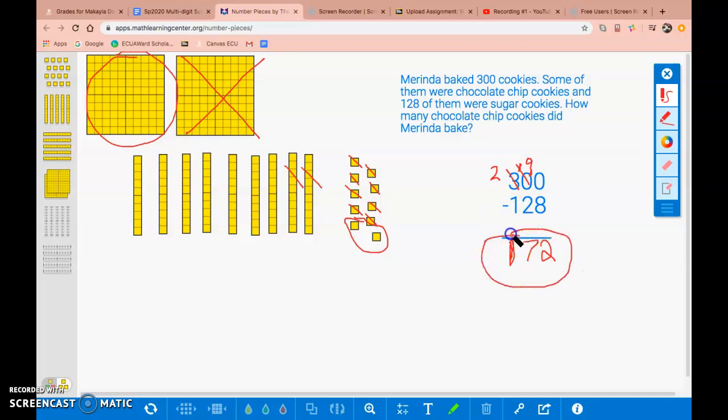And that is how you use the US standard algorithm for subtraction and base 10 models to solve this problem.